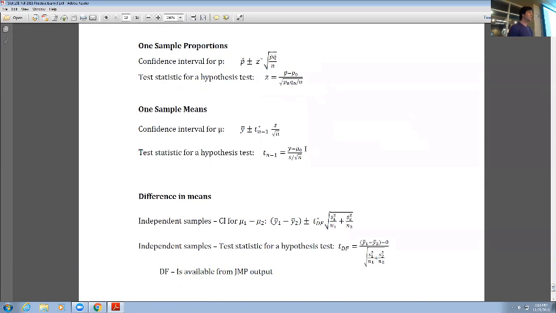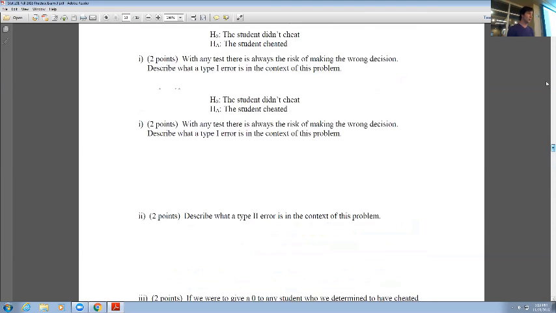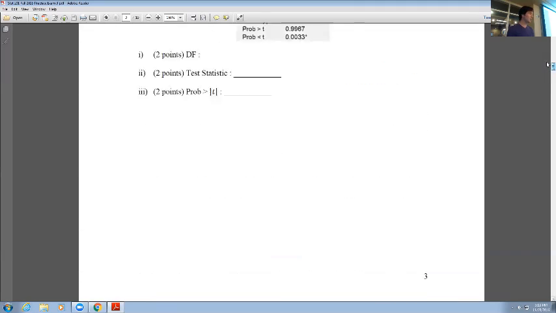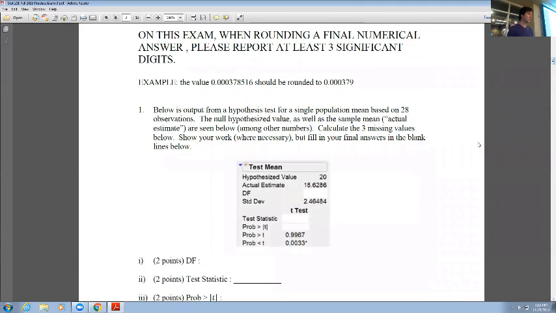Close. It is mu naught. So that's the hypothesized value of the mean right there. It's basically mu. Mu is the true mean, but we're hypothesizing that the true mean is equal to 20. So it's the hypothesized value of the mean. Does that make sense to everybody? This is the hypothesized value of the mean according to the null, so it is mu naught. We write mu equals mu naught, so we'd write mu equals 20 for the null.